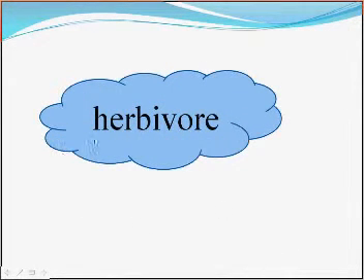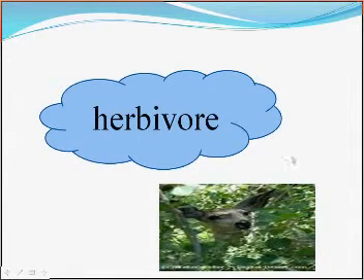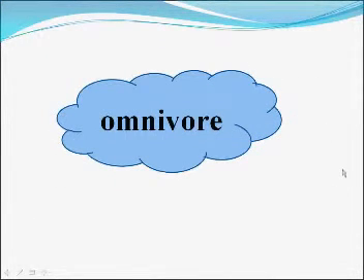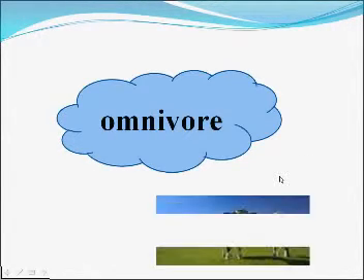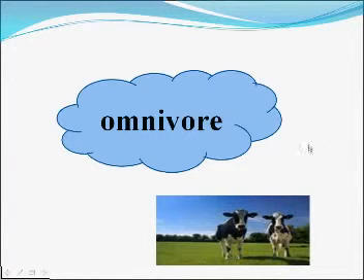A herbivore, from the first part of the word we can tell, herb comes from the word herb, which means a kind of plant. So a herbivore, again, is a kind of an animal, but it feeds on plants. Very good. And then another type of an animal, which is omnivore. Omnivore, of course, is a kind of an animal that feeds on both plants and meat.